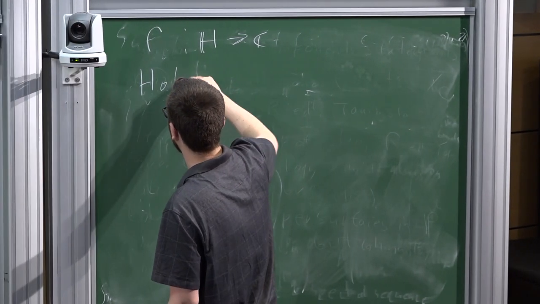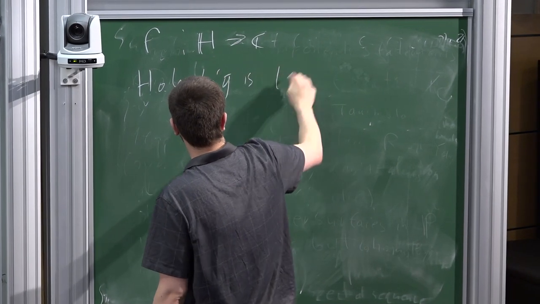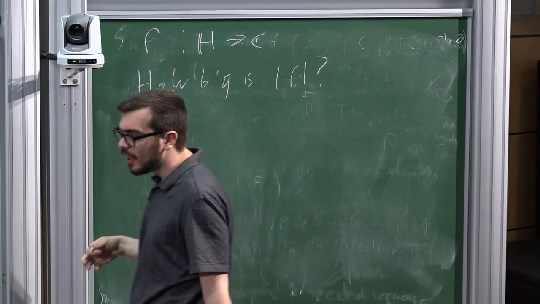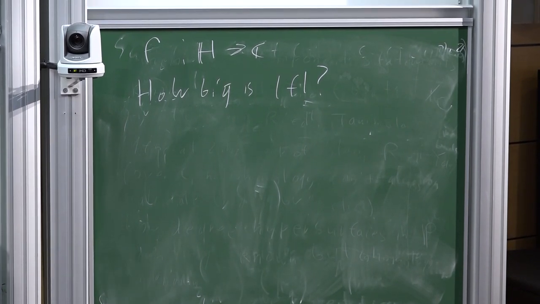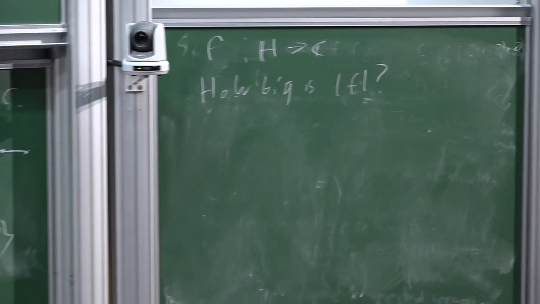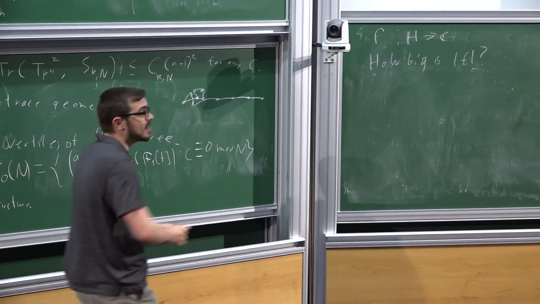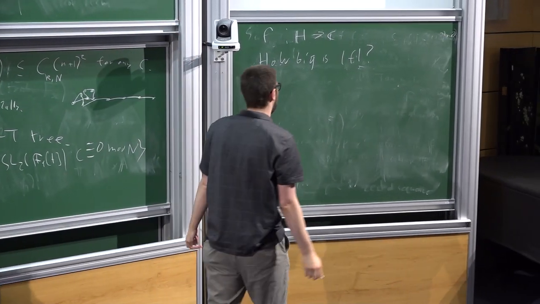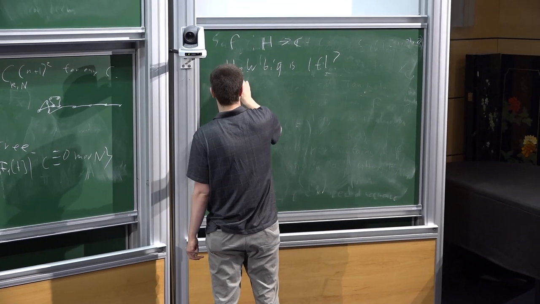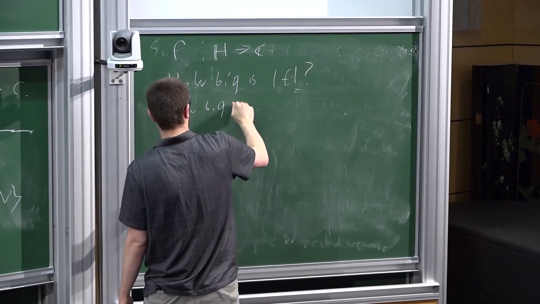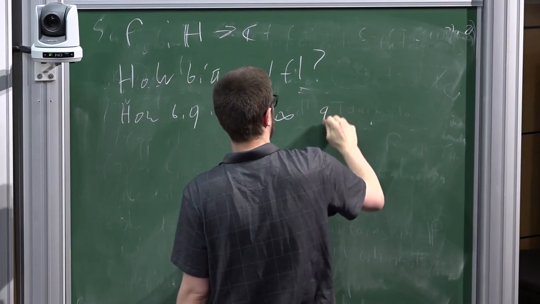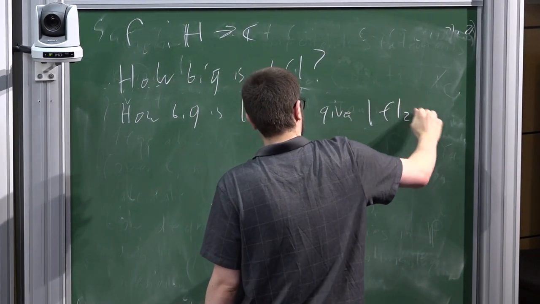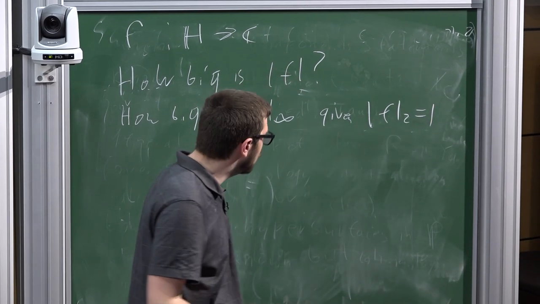How big is the size of f? In particular, we can normalize it so that the average size is fixed and ask, does it stay mostly close to its average size, or does it sometimes get very large and other times very small? So what I'm asking is, how big is the infinity norm, the sup norm, the max, given that with some normalization the two norm is one?